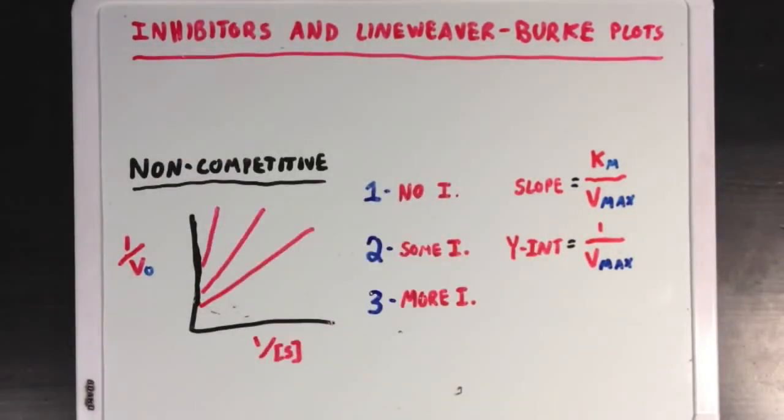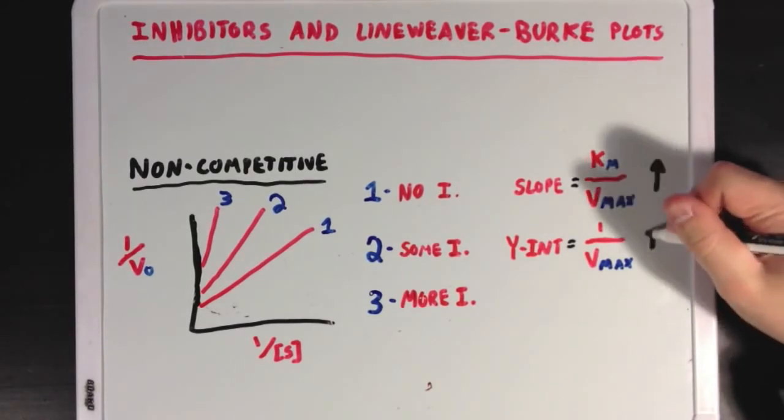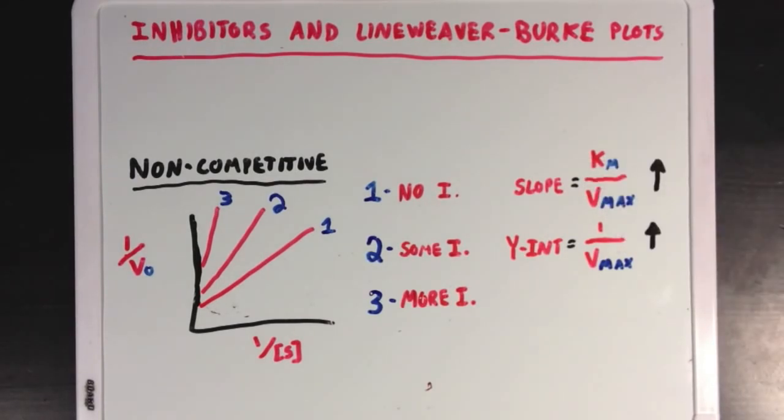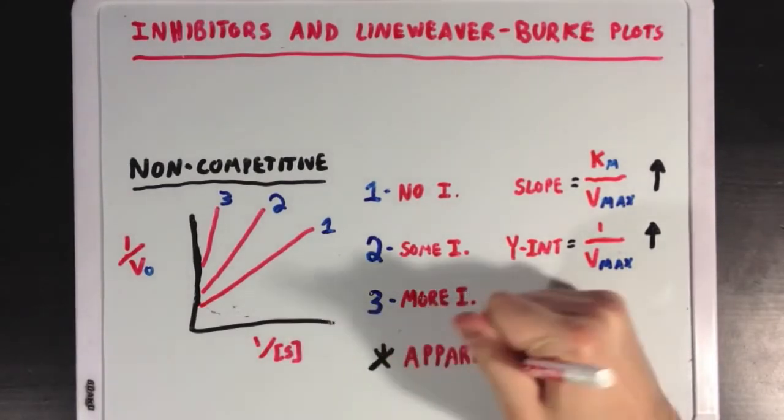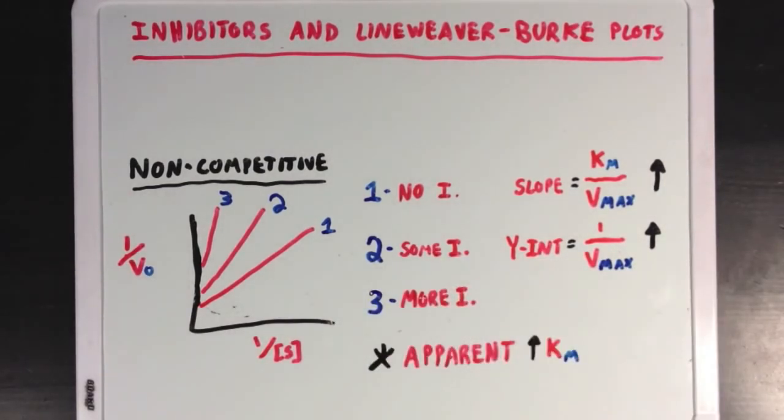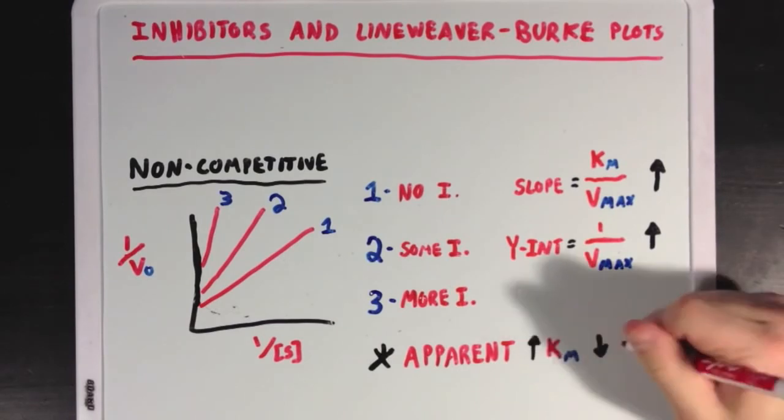Finally, we'll take a look at non-competitive or mixed inhibitors. And what you'll see is that this type of inhibitor, being mixed, has characteristics of both competitive and uncompetitive inhibitors. As you increase the concentration of inhibitor, there is both an increase in slope and an increase in the y-intercept. What this means is that you'll see an apparent increase in Km and an apparent decrease in Vmax.